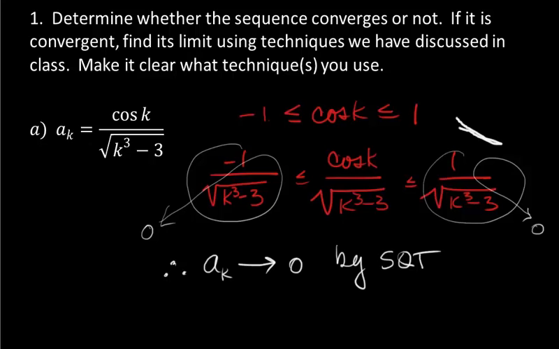And then you see that the left term has a denominator that's blowing up, a numerator that's constant, so it goes to 0. Same on the right hand side. So we have the limit of a sub k as k approaches infinity is equal to 0. Or you can write just a sub k arrow 0.